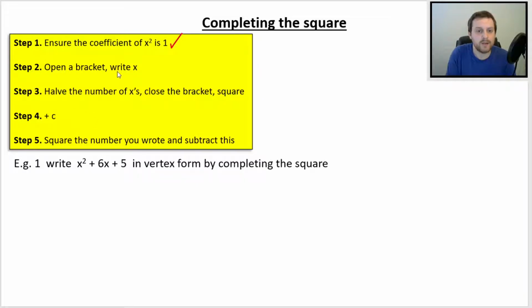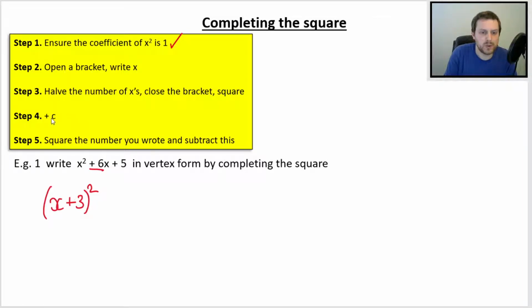Okay, step 2, open a bracket, write x. Great. Halve the number of x's, close the bracket, square. So when I'm talking about the number of x's, I look in the original and I see that there was 6x. So half of that is 3x. So it says halve the number of x's, close the bracket, square. Now, it's very important that you just write plus 3. Close the bracket, square. So where's this 3 come from? It's half of this 6.